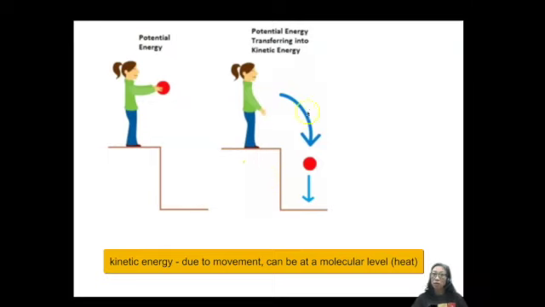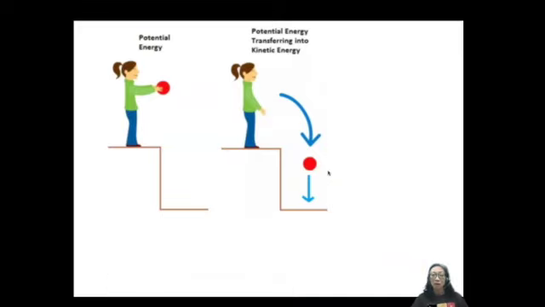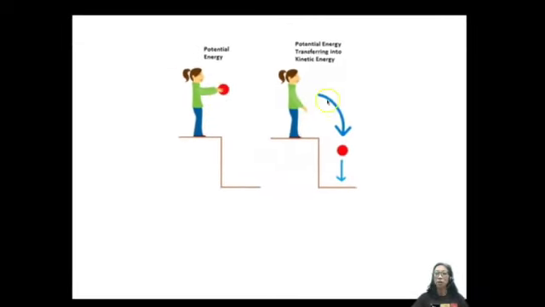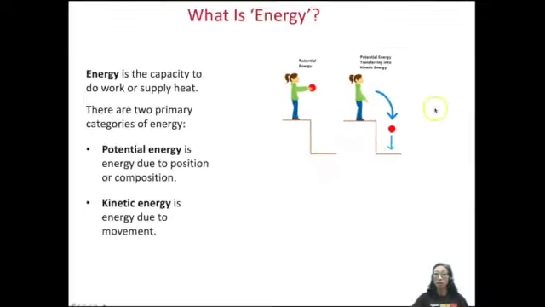So kinetic energy is due to movement. You can see this arrow. But it can also be thought of as a movement at a molecular level, which is heat. So the molecules that we can't see are moving faster in an object or in the atmosphere. Now, energy changes from one form to the next here. Potential energy becomes kinetic energy as soon as she lets go.